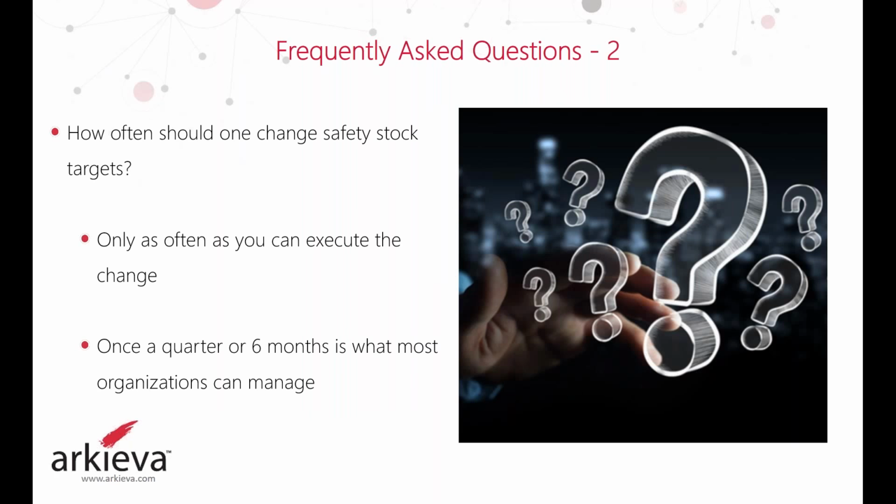Another question is, how often should one change safety stock targets? Well, the obvious answer is only as often as you can execute the change. If you have a computer and it can spew out new numbers every night, are you really going to be able to go to the warehouse and make that change effective? If the answer is no, then really that change is not worth anything. In fact, in our practice, we have seen that once a quarter or once every 6 months is what most organizations can manage by way of changing their safety stock targets. So that can be a good frequency with which you want to manage and maintain the safety stock changes.